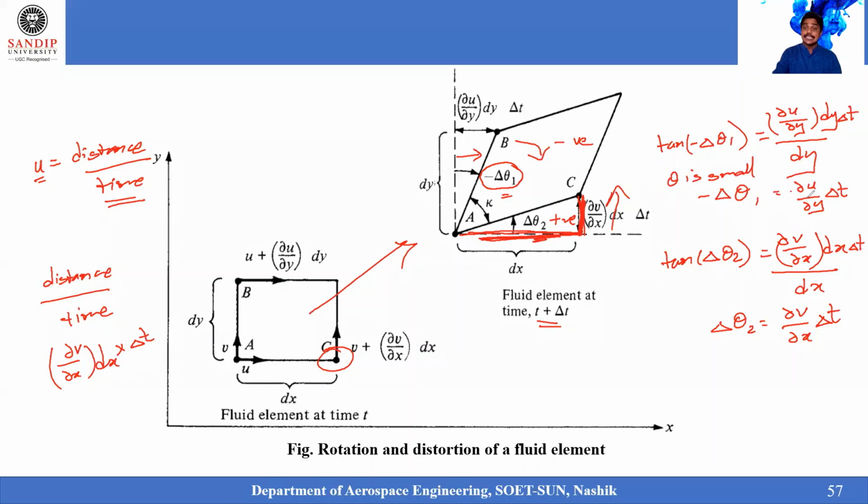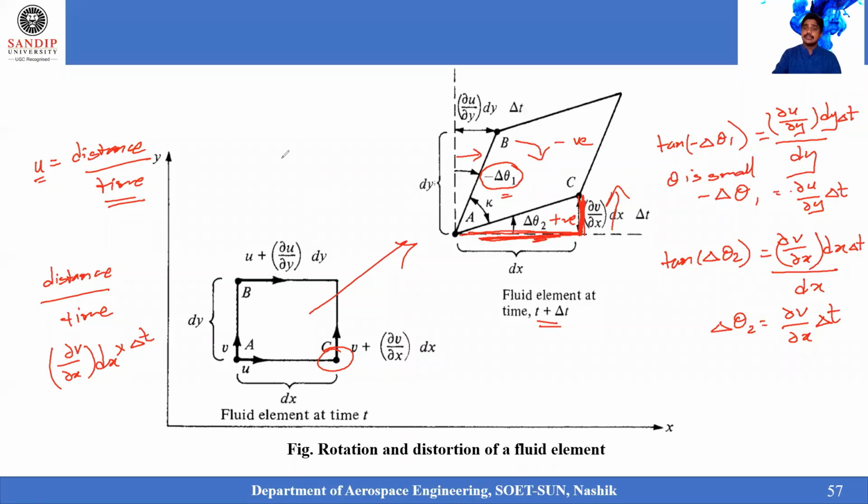So that is stating the distance available here. dy got cancelled, and delta theta 1 I got as ∂u/∂y into delta t, and delta theta 2 I got as ∂v/∂x into delta t. This is what I have got in the two terms of the angle made, that is delta theta 1 and delta theta 2.